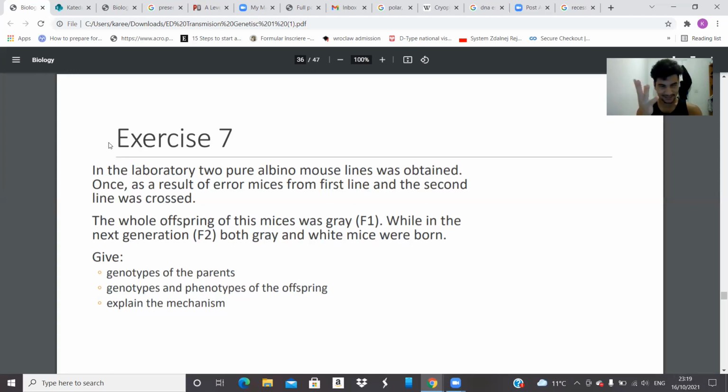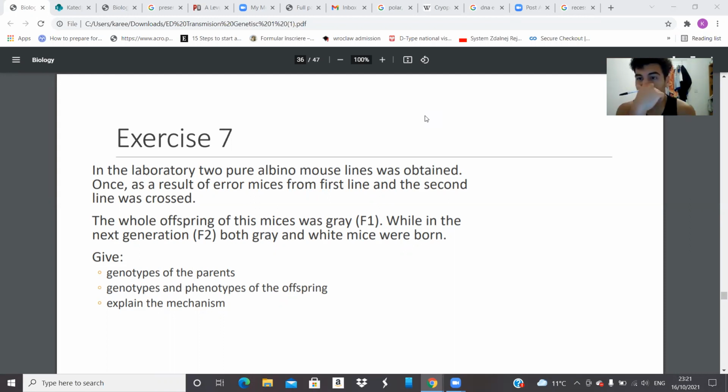All right, let me explain. I just had a breakthrough. Both gray and white mice were born. There are three cases, and here we're breeding two pure. Actually, no. Hold on, just give me some time about this. It took me a bit, but I think I figured it out.